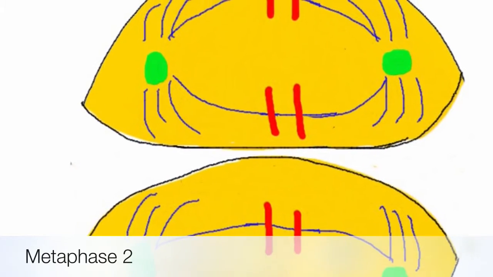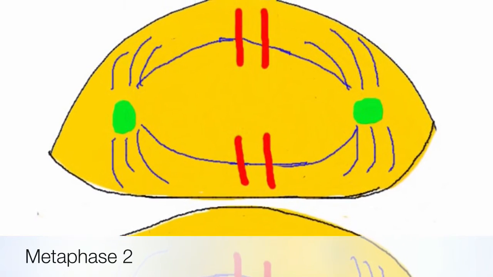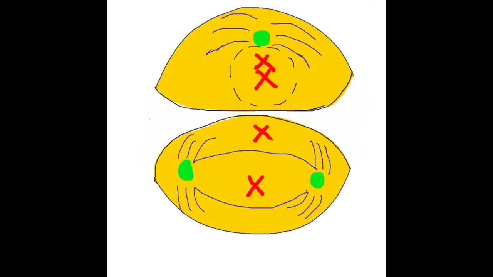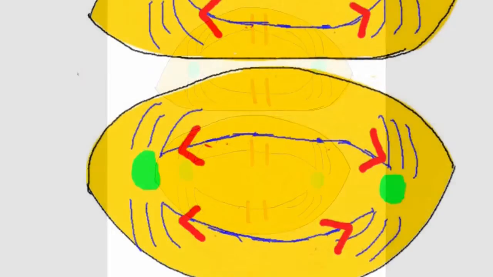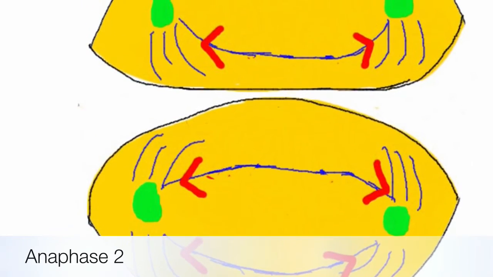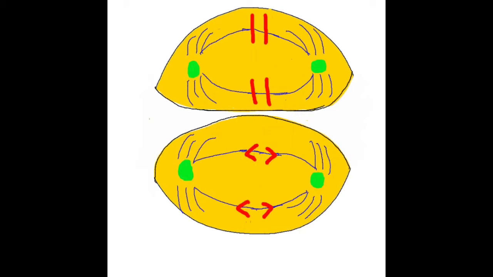In metaphase 2, the chromatids line up at the mid-cell. The centrioles and asters are at the poles. A spindle has formed. In anaphase 2, the now separated chromatids approach their respective poles. The cell membrane begins to constrict.